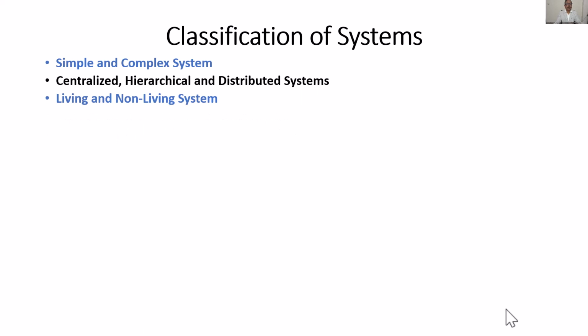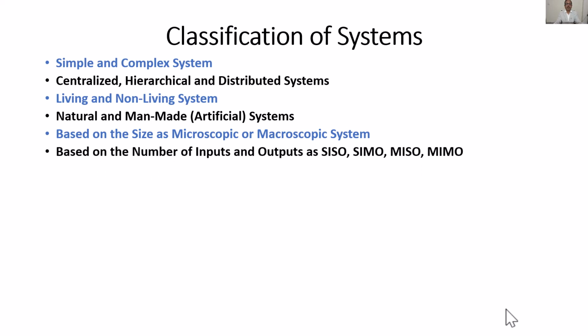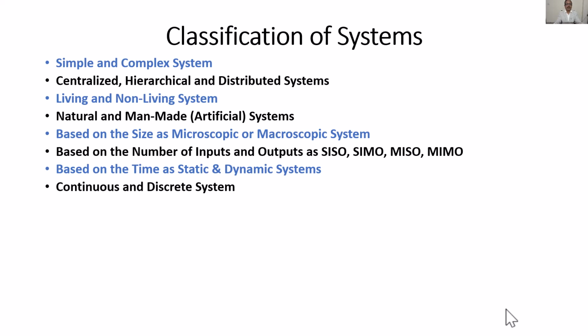Classification of systems. There are various ways in which systems are classified. For example, it could be a simple and complex system, centralized, hierarchical, and distributed systems, living and non living systems, natural and man made or artificial systems. Based on the size, it could be microscopic or macroscopic system. Based on the number of inputs and outputs, it can be single input, single output, single input, multi output, multi input, single output, or multi input, multi output systems. Based on the time and position, it could be static or mobile, or it could be a dynamic system.